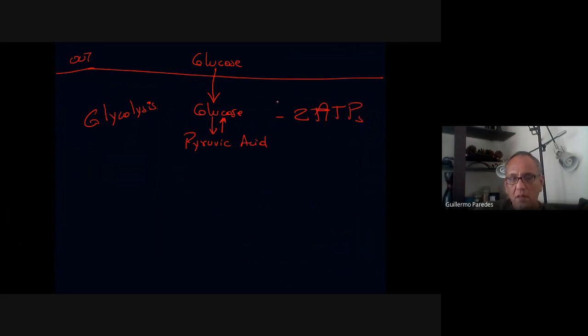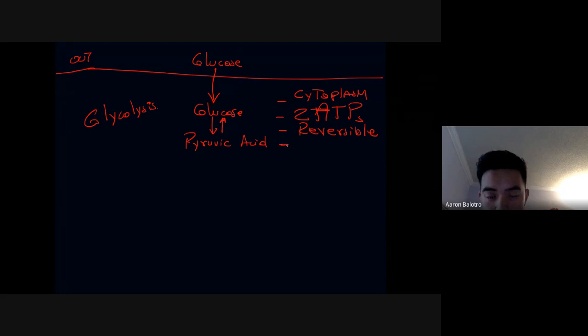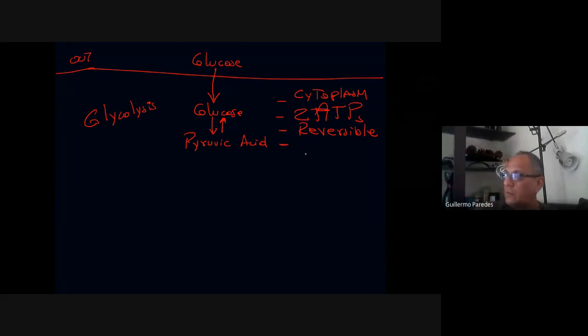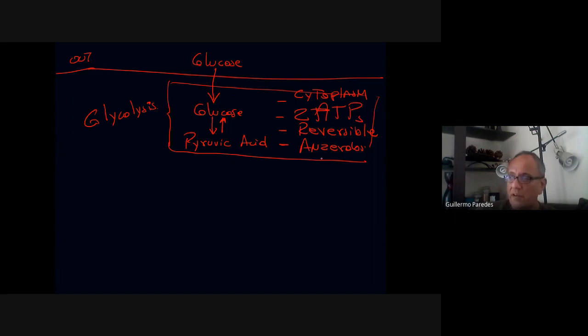Two ATPs. That is going to occur in the cytoplasm, correct? Yes. And this is a reversible reaction, correct? Yes. And is this going to use oxygen or no? No oxygen needed. And that is called? Anaerobic. Excellent. So you have many points for the midterm exam. Then after the glycolysis finishes here, this glycolysis happening in the cytoplasm, a 2 ATP reversible reaction, anaerobic, the pyruvic acid is going to turn into what?